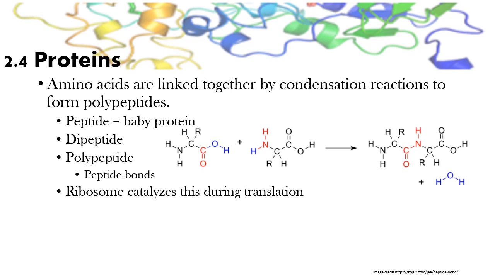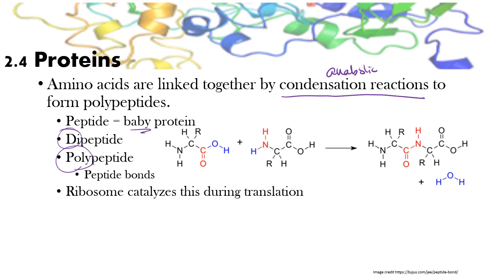Amino acids are linked together by condensation reactions. Remember that this is our set of anabolic reactions, the anabolic side of metabolism. We're going to link those amino acids together to make some peptides. Peptide is a word that we use to mean a baby protein. We could have a dipeptide that's only 2 amino acids. We could have a polypeptide with many amino acids.